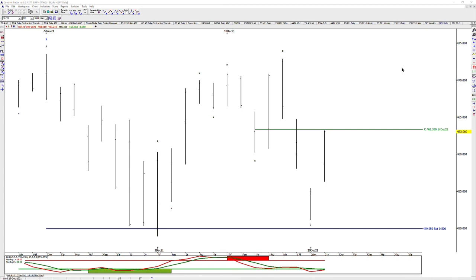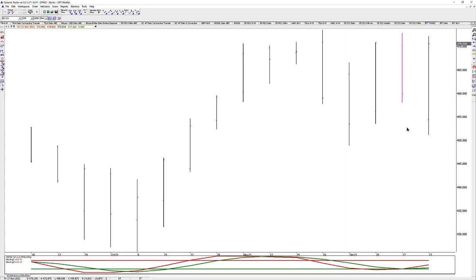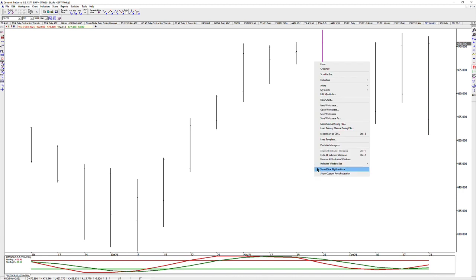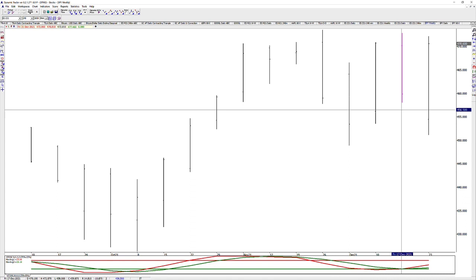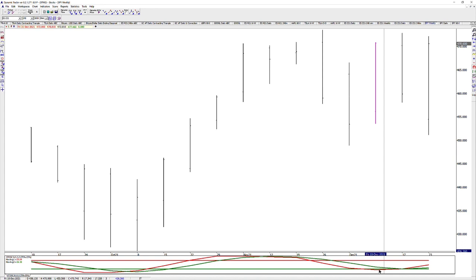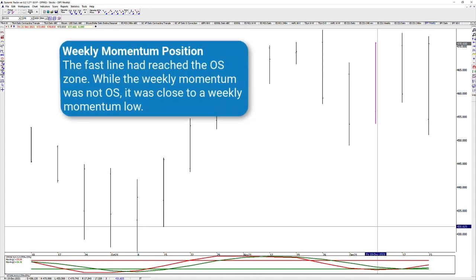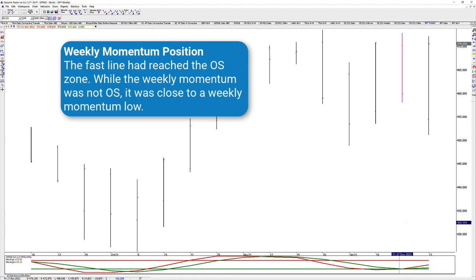Where was the weekly momentum at this time? Let's go to the SPY weekly. So this is that week, but it's a completed week. So this week was not complete. So where were we at going into that week? So that's the last completed week. And the fast line of the weekly momentum had reached oversold. The slow line had not quite gotten oversold. And this week, you saw the first 2 days. The first 2 days had already come about halfway up here.